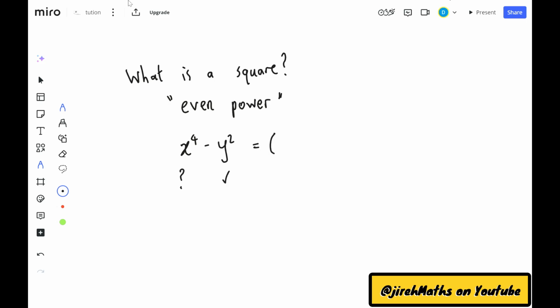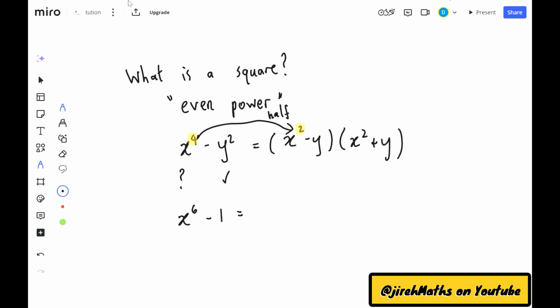Therefore, all we need to do is halve the power. So it becomes x squared minus y, x squared plus y. So when you're going there, you need to halve. So we're halving the power. So if you have, for example, x to the 6 minus 1. Now if it's minus 1, 1 is basically 1 squared. 6 is even. Can you see that 6 is even? What's half of 6? Half of 6 is 3. So x to the 3 minus 1, x to the 3 plus 1.